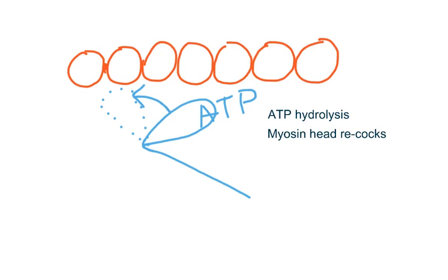The energy from ATP hydrolysis has not yet been used. The energy was not used to recock the myosin head. That was a conformational change that just happened because of the ATP hydrolyzing. So the energy is stored in the myosin head, and we will use it later.